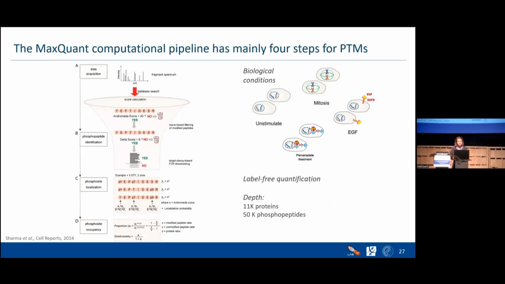And so here is the schema of this pipeline. On A, we see that we have data acquisition, we have our spectra, and then the first step on B, here we see the phosphosite identification. So here we do some filtering based on PTMs. And on C, we do some localization, because the special thing about modifications is that they can happen on different sites. So we need to give some probability for this localization. And then we also have the occupancy calculation.